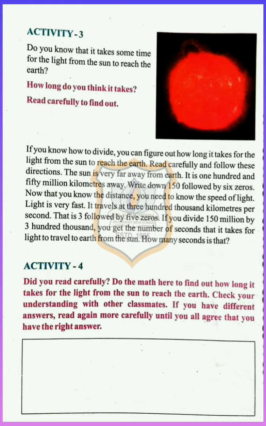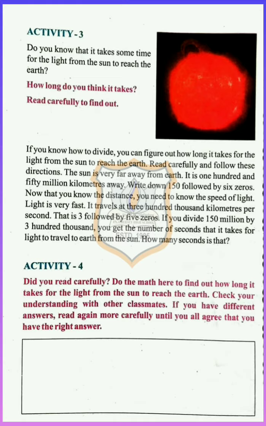The sun is very far away from the earth. It is 150 million kilometers away. Write down 150 followed by 6 zeros. Now that you know the distance, you need to know the speed of the light. Light is very fast. It travels at 300,000 kilometers per second. That is 3 followed by 5 zeros.